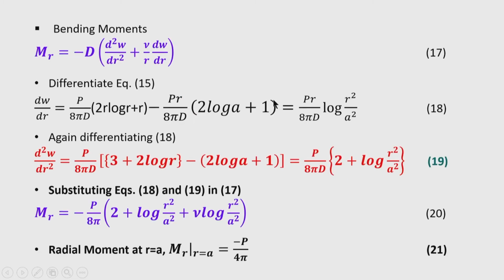So, the bending moment expression becomes minus D into second derivative of W plus mu by r, where mu is the Poisson ratio, dW by dr. Now, after differentiating W two times, we can get the moment.